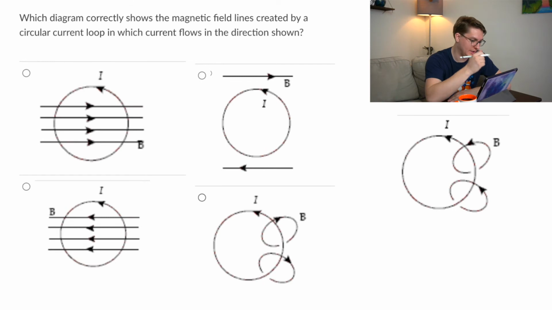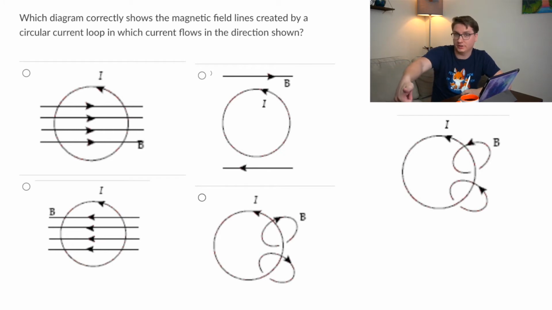Keep going. Which diagram correctly shows the magnetic field lines created by a circular current loop which flows in the direction shown? So again, we have to think back to the right-hand rule, and we've learned two of them, but one of them is for the magnetic field created from a wire. If you have a wire, put your thumb in the direction that the current's moving, and you can wrap your hand around, and the magnetic field is doing this 3D effect where it's wrapping around this parallel wire. It's going around. So a lot of these immediately don't make sense.